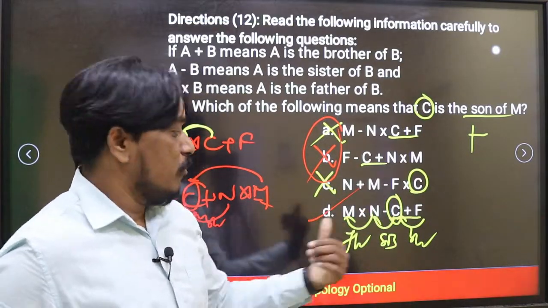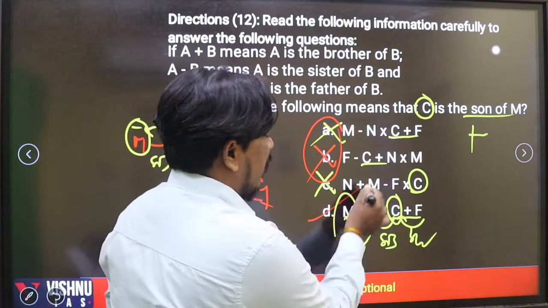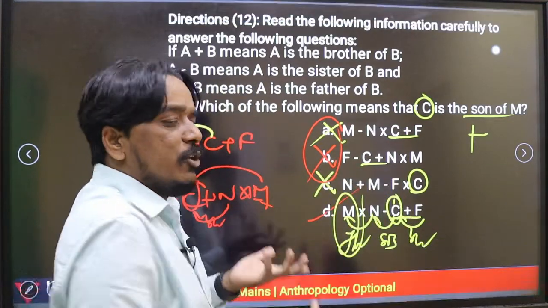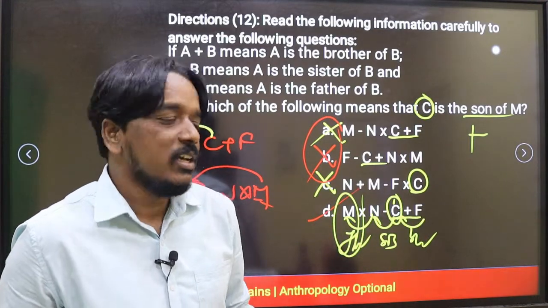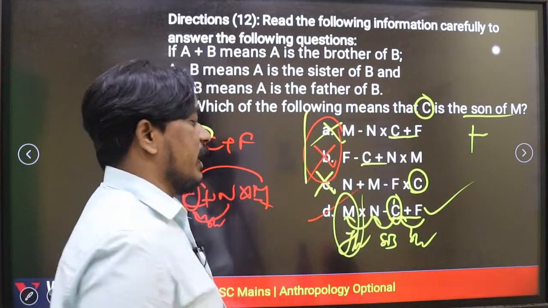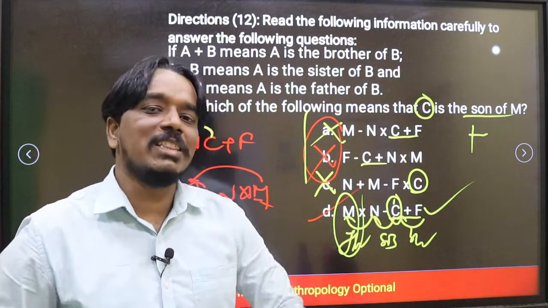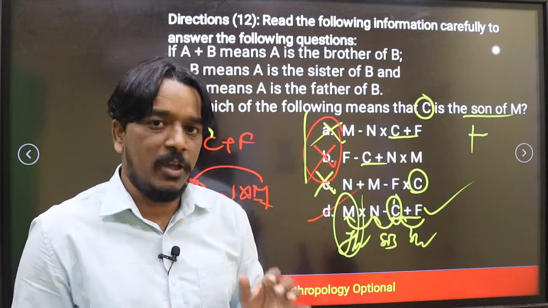My sister's father is my father also. Clear? If M is the father of C, how is C related to M? Obviously son or daughter, but C is already male, so definitely son. So you can take D directly. When three are eliminated, you can go directly with option D. Like this we have to answer these kinds of coded blood relation questions in a very, very simple way.